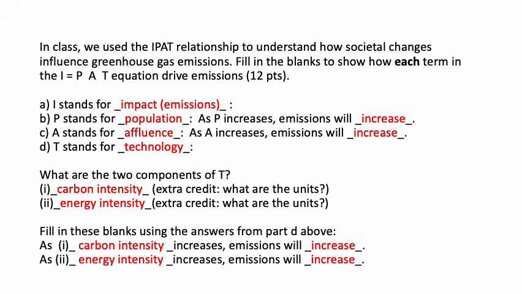So it would be BTUs per dollar of GDP. And carbon intensity is the amount of CO2 emitted per unit, per BTU, per unit energy. So CO2 per BTU for carbon intensity, and BTUs per dollar of GDP for energy intensity.